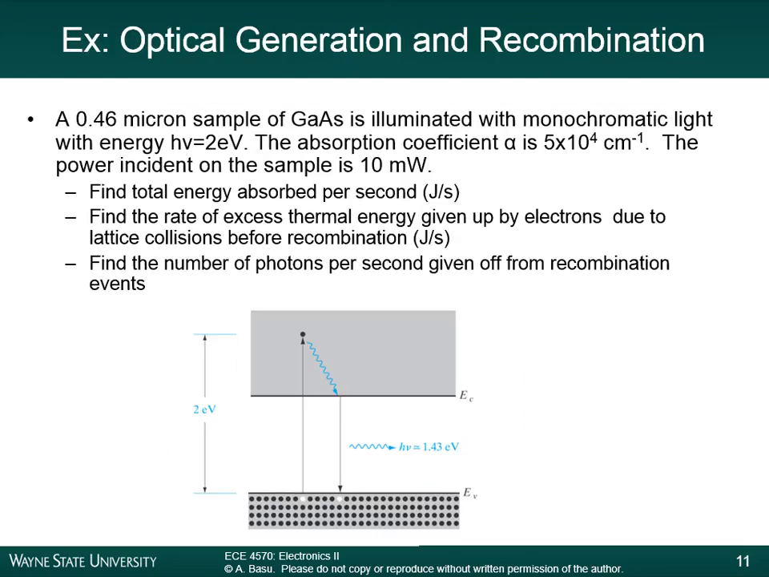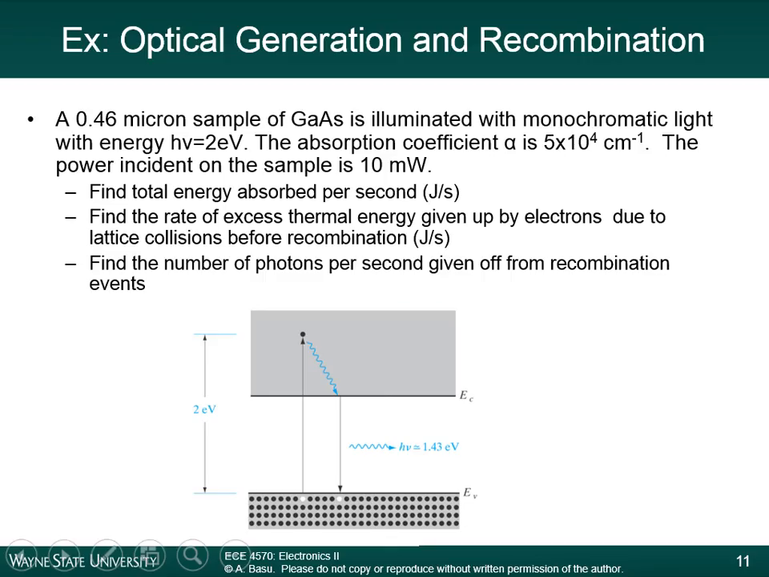All right, so this is the problem that we're going to do. Same diagram here, except there are some quantitative amounts that we're going to calculate. Here's the problem. A 0.46 micron sample of gallium arsenide is illuminated with monochromatic light with energy hν equal to 2 electron volts. Remember, ν here is the frequency of the light, and h is Planck's constant. So 2 electron volts, that's shown here.